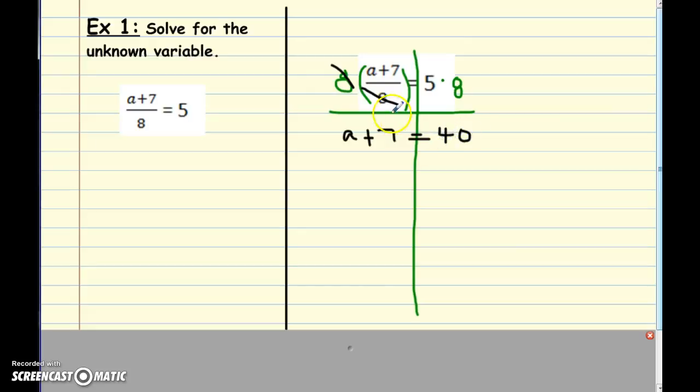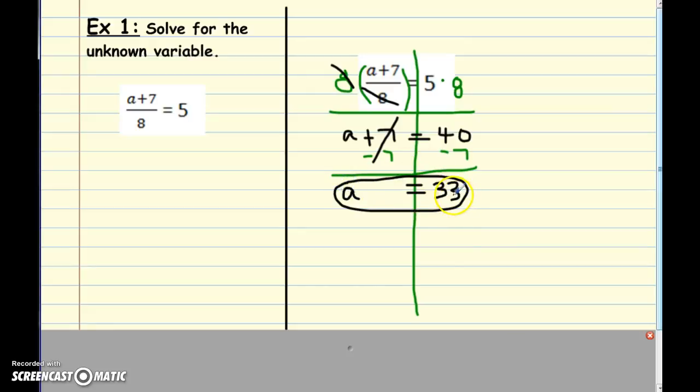Okay. And then we want to get that a to be all by itself. We go back to those steps. We're going to isolate the variable. And what's the opposite of adding 7? We're going to subtract 7. So remember, whatever we do to one side, we have to do to the other. And the whole reason why we do that is because we want to get that a to be alone. And so we have a equals, and then 40 minus 7 is 33. So we're pretty sure that solution is 33.